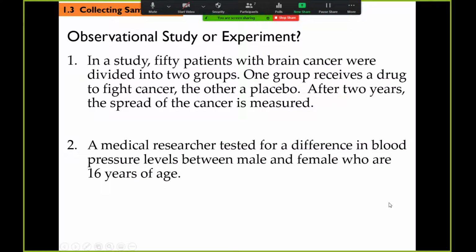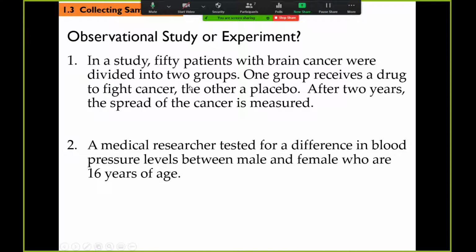All right, so let's take a moment to read this together to see whether it's an observational study or an experiment. Number one: in a study, 50 patients with brain cancer were divided into two groups. One group received a drug to fight the cancer, the other a placebo. A placebo is a sugar pill, just to trick you that it's a drug, and it serves as a control group. After 2 years, the spread of the cancer is measured.